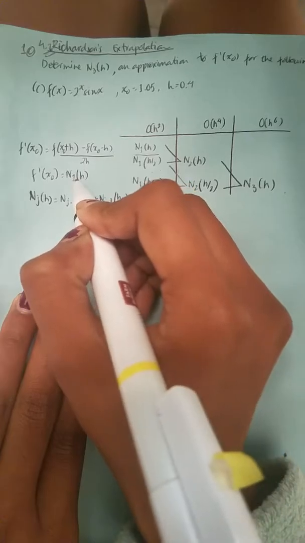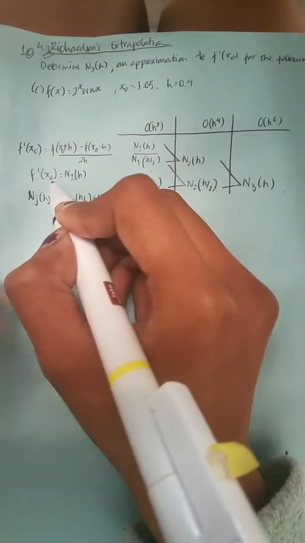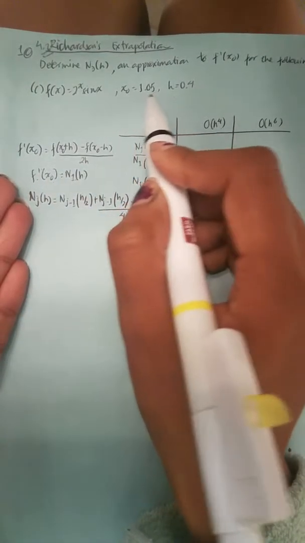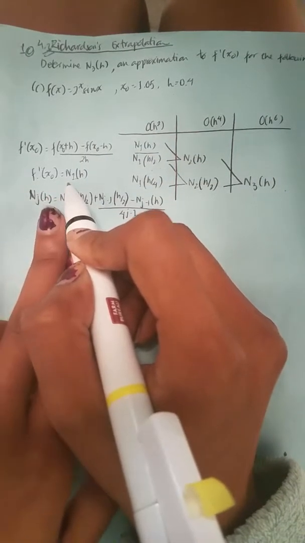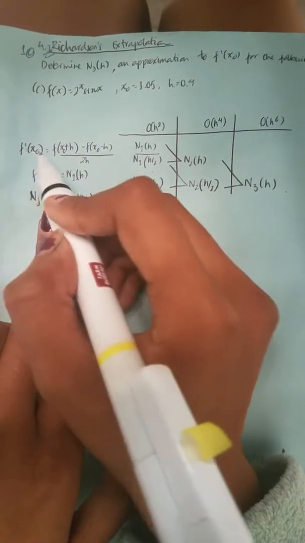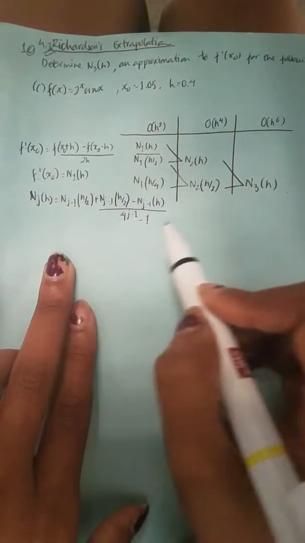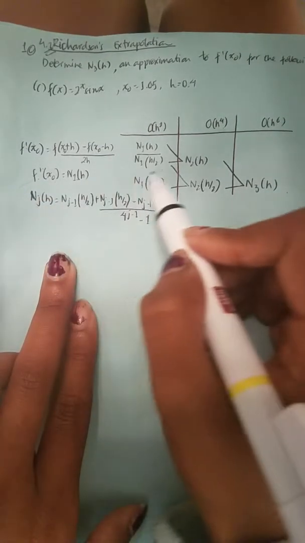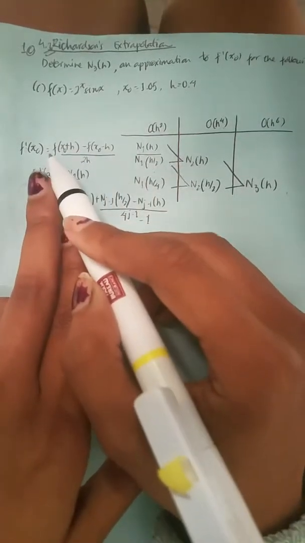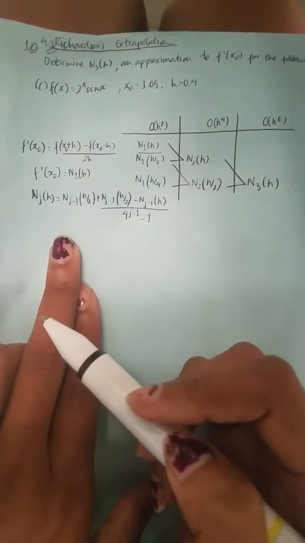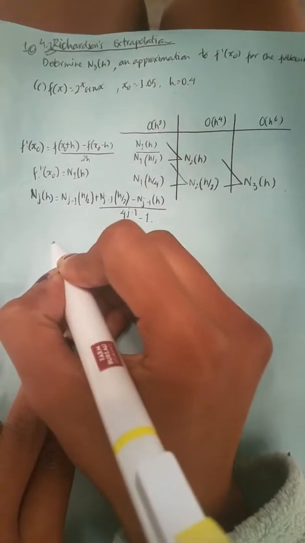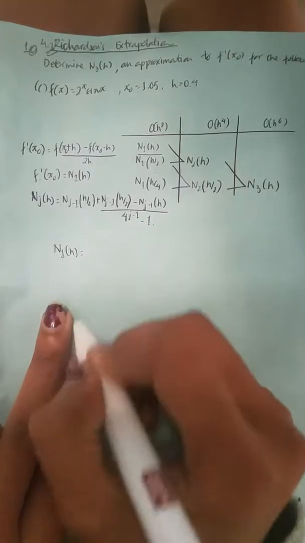So our formulas are here. To find N1 of h, N1 of h is actually f prime of x naught, which is 1.05 here. And to calculate f prime of any number, it is f of that plus our h, minus f of that minus our h, divided by 2h. And this is the formula to calculate subsequent N. So the first you have to calculate using this formula, but after that, for these, you'll use this formula. So let's start.